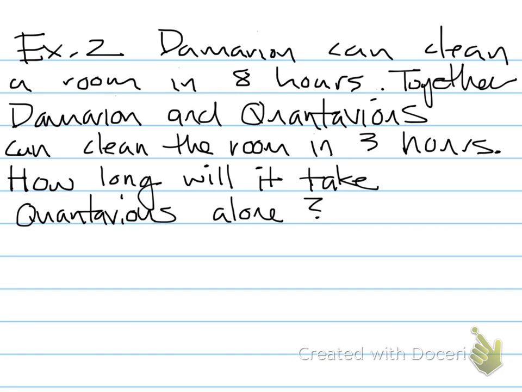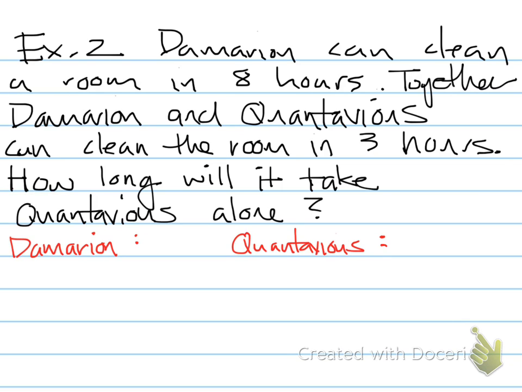All right, now this next example is similar to the first. However, now we're told how long it takes for the two participants to complete the job together, and we want to find out how long it would take for one of the participants to complete the job alone. So our unknown is different now. It says that Demarion can clean a room in 8 hours. Together, Demarion and Quantavious can clean the room in 3 hours. How long will it take Quantavious alone?